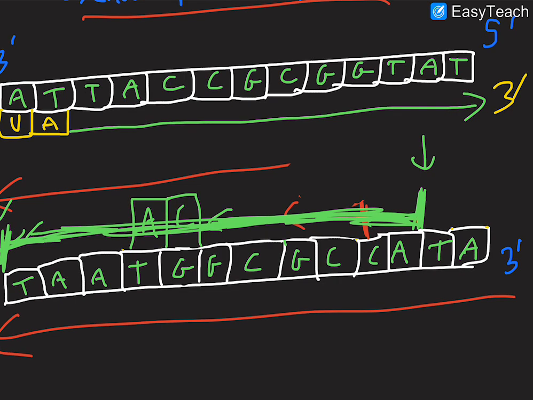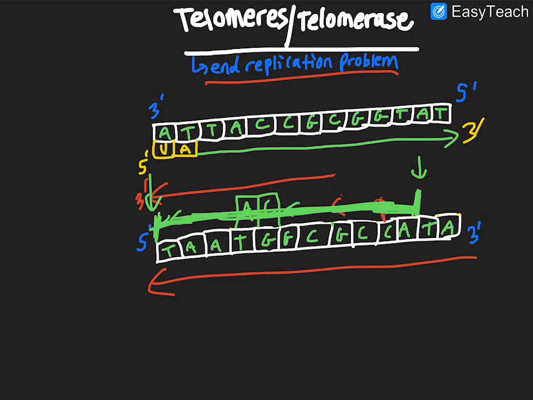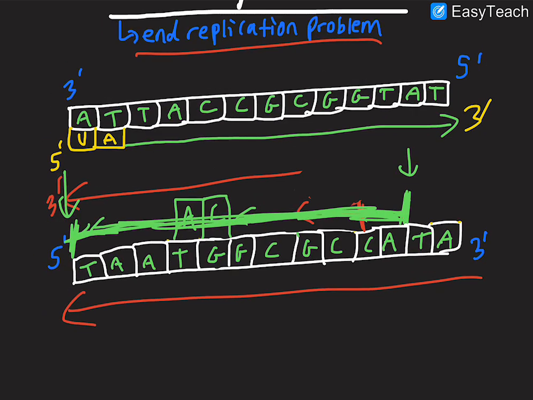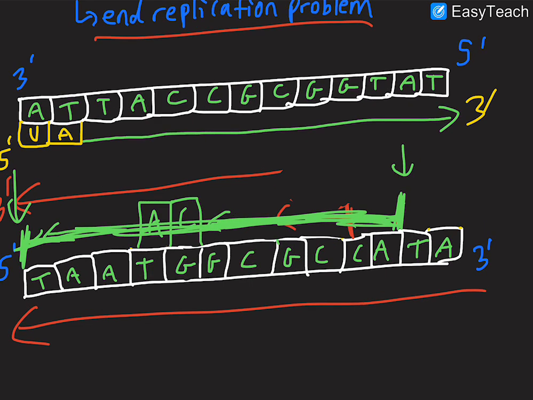basically protect you from involving your actual genes of your DNA. Because you don't want to start destroying or shortening the genes of your DNA that actually code for proteins. So at the end, telomerase comes and lays down telomeres. That's why it's called telomerase.